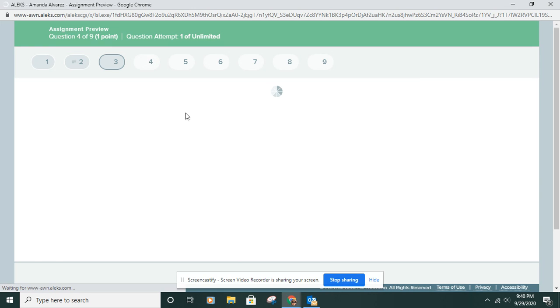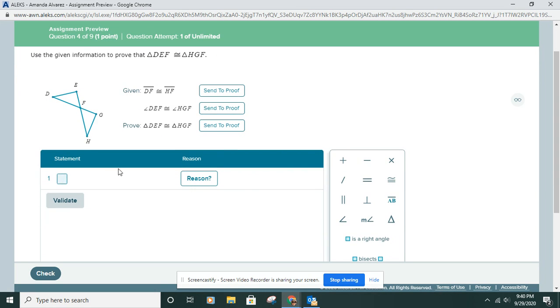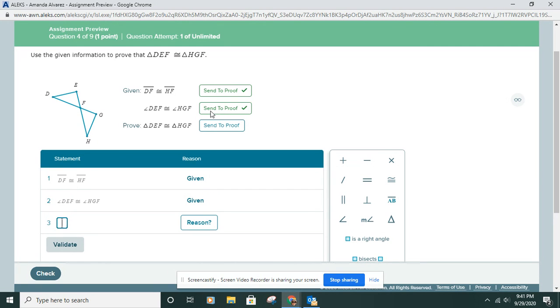Okay, moving on to the next one. Another proof. So this is one that you actually have to fill in, but luckily it sends the given to the proof for you. So always start with the given, send that to proof. So DF and HF are congruent. I can't write on it, but I'm going to remember it's those ones. And then send to proof.